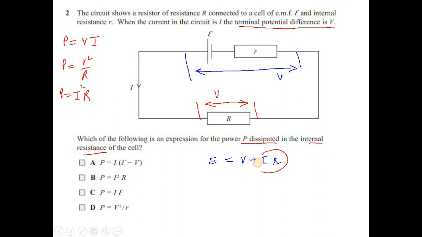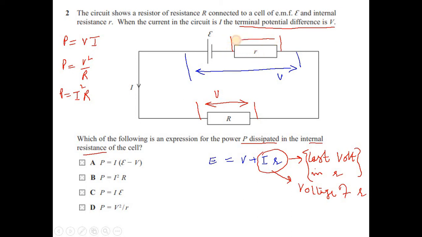is the voltage drop or lost volt in r. So this is the lost volt due to internal resistance. In other words, this is the voltage across the internal resistance. That means if you say this is a small or internal resistance, then across this internal resistance we have a voltage Vr, and this Vr, remember, is equal to Ir.